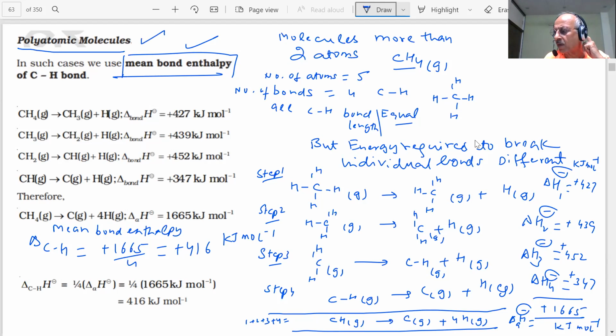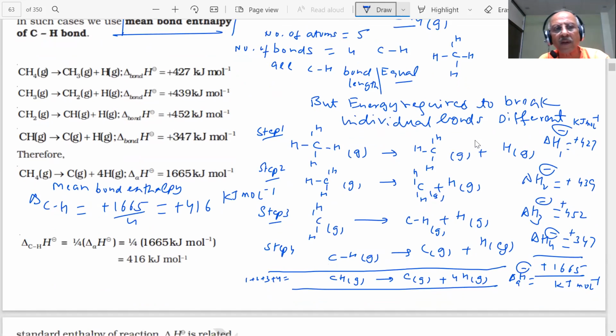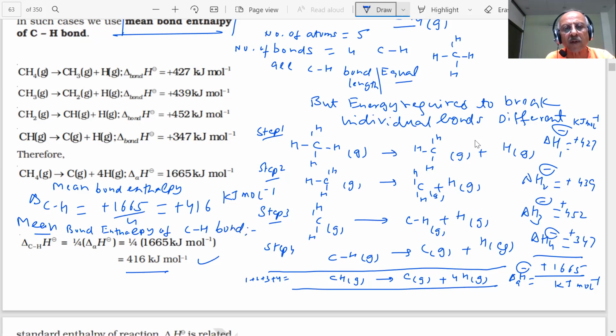So note down all the steps. Note down, students, all the steps. So we are getting this much. This is called the mean bond dissociation enthalpy. What we are getting, student? Mean bond enthalpy of CH bond. All right, get it?